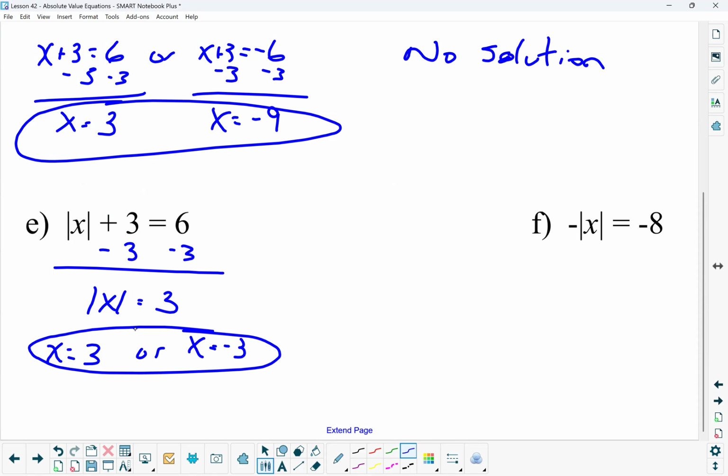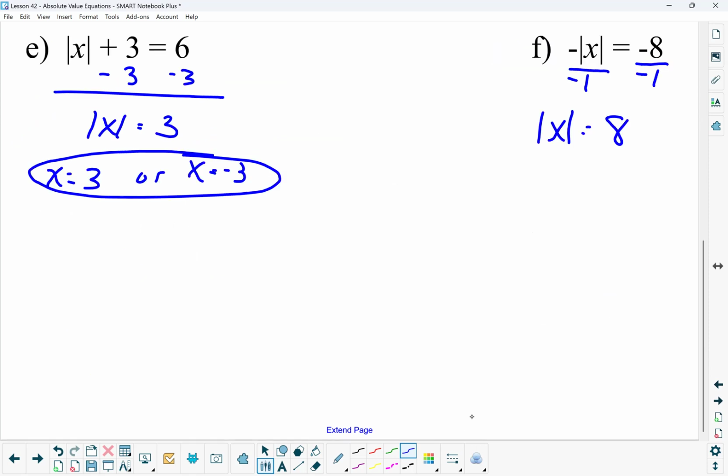F, the opposite of the absolute value of x equals negative 8. First thing we have to do to get the absolute value by itself, get rid of that negative outside of the absolute value. So the absolute value of x equals 8. Now we can have x equals 8 or x equals negative 8.